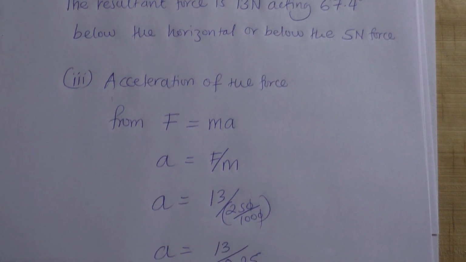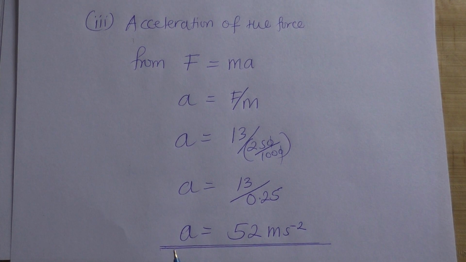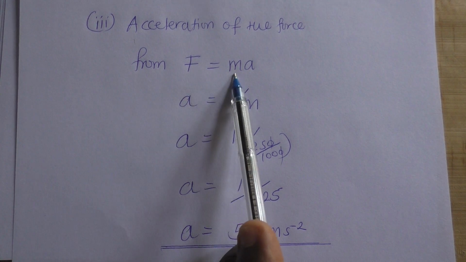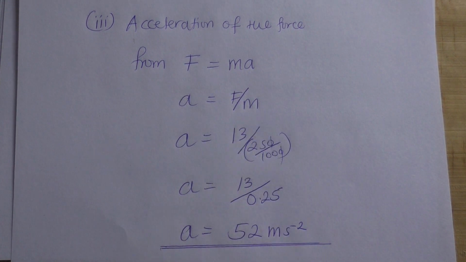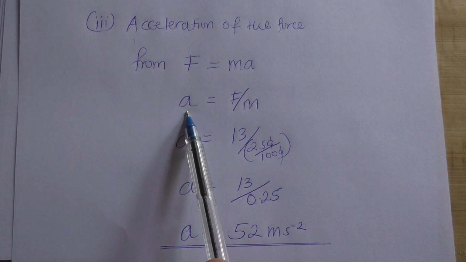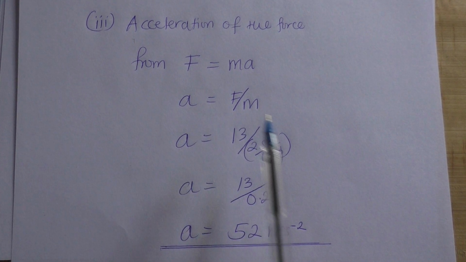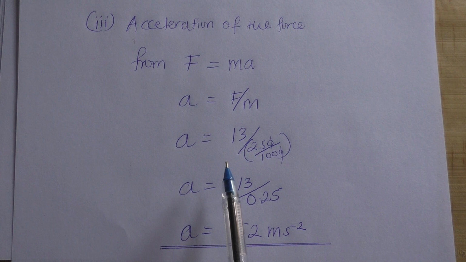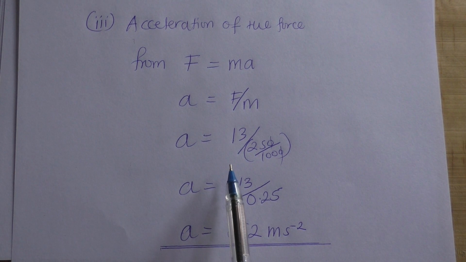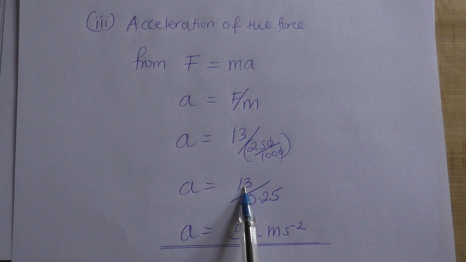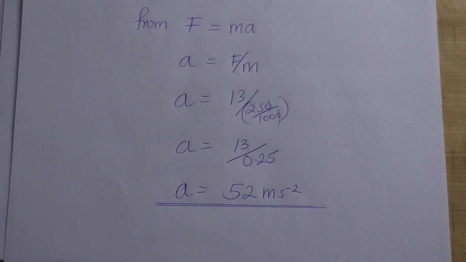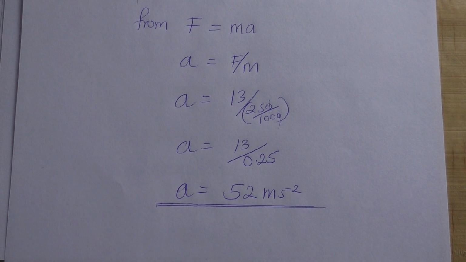And lastly, how do we get its acceleration? We shall use our formula, which is force equals to mass times acceleration, hence giving us acceleration as force over mass. We change our mass, which was 250 grams, to kilograms, hence giving us 13 over 0.25, which gives us an acceleration of 52 meters per square second.